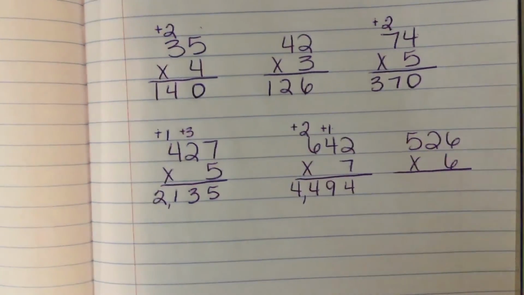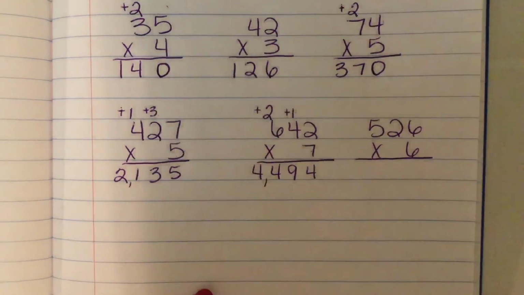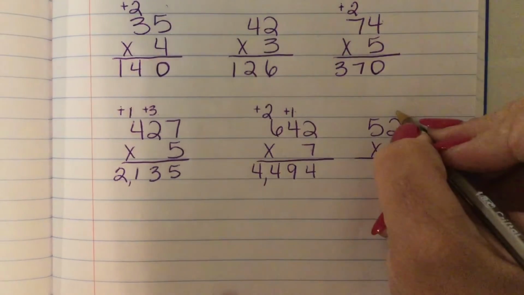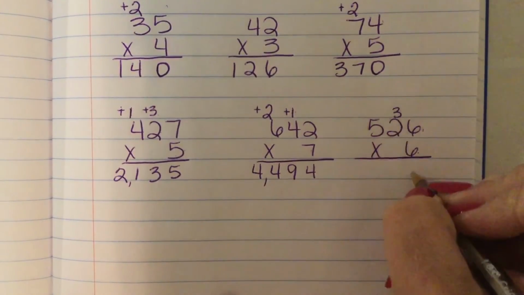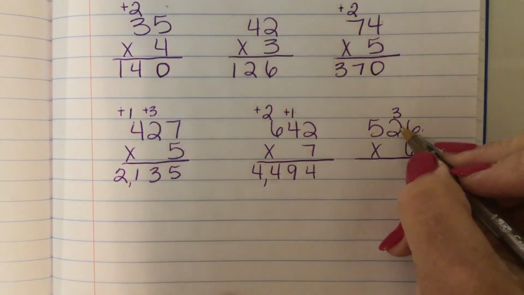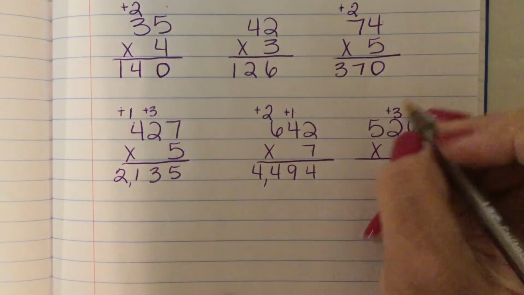526 times 6, and see what you get for your answer. Okay, you should have said 6 times 6 is 36. So you carry the 3, bring down the 6. Then 6 times 2 is 12, plus 3. 12 plus 3 is 15.